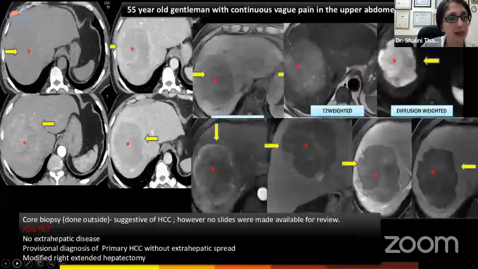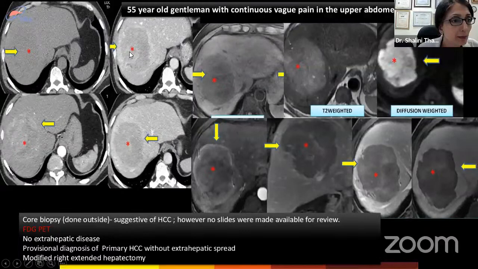Another patient here, these are the CT images, four of them, and these are the similar MR images of the same. We see a large solitary lesion, characteristic enhancement, plain arterial phase enhancement with capsule formation, and here is a large area of washout.